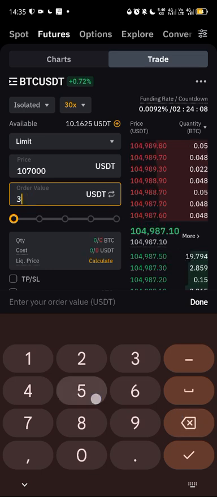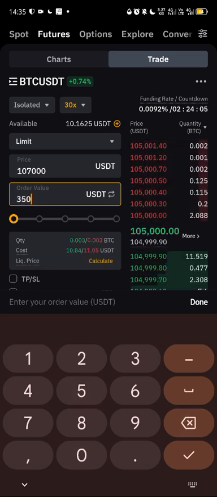Okay, I think it's more than 300 still. Okay, so this is it. Let's say 320. Oh no, let's say 310. Okay, let's just stick to 300. So now when you input the figure here, we have quantity 0.002. That's what is bought in BTC value. Then we have cost, which is $7.23. That cost means out of this $10.1625, I will be charged $7.23 to be able to take this trade I want to take now.